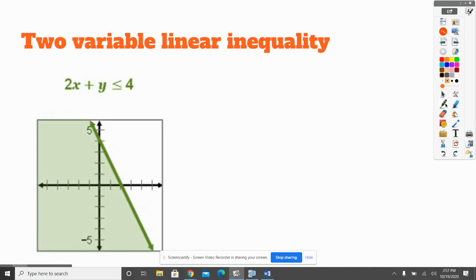This is a two-variable linear inequality. If you get y by itself, it would be y is less than or equal to -2x plus 4. Don't forget, if you had to divide by a negative, you would have to flip the inequality sign, but instead I just subtracted, so it's fine.